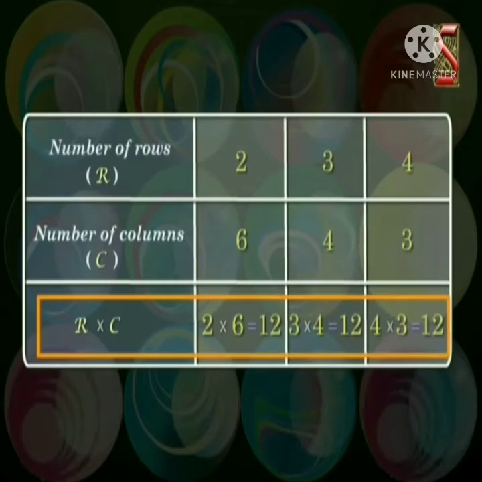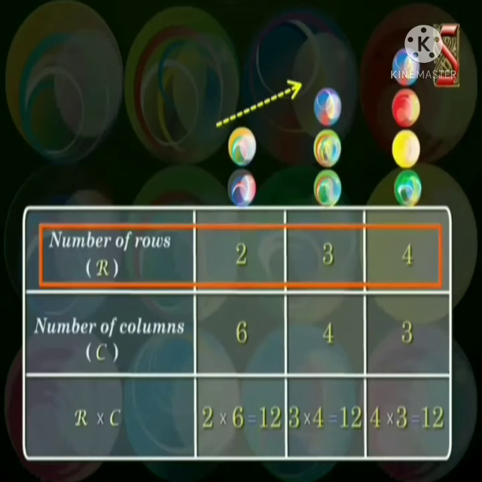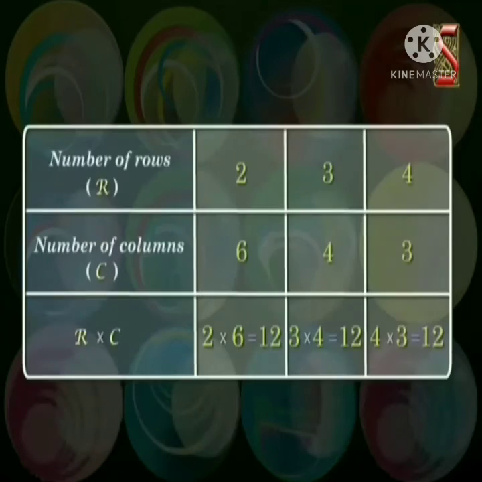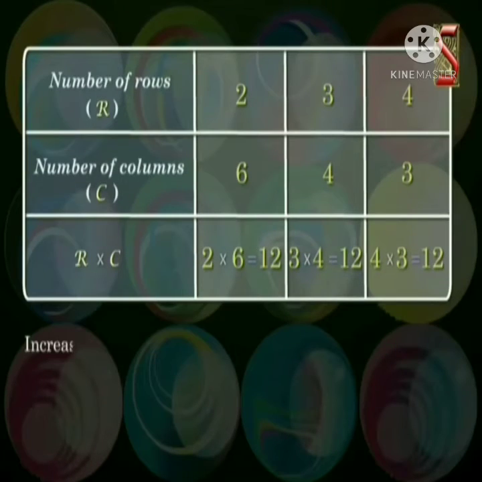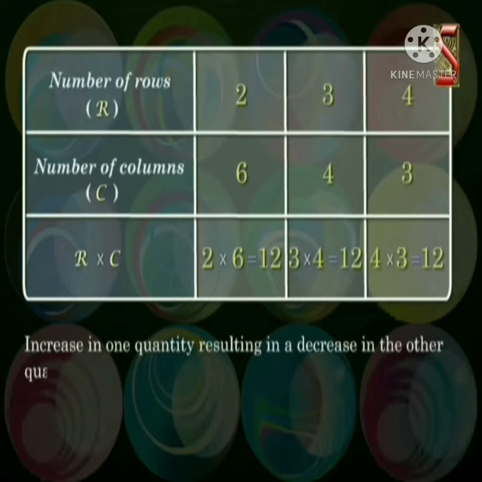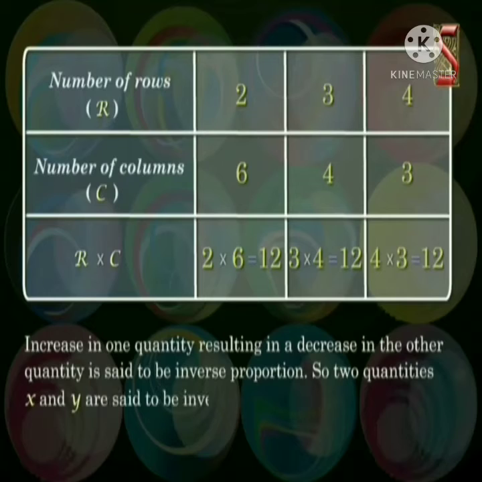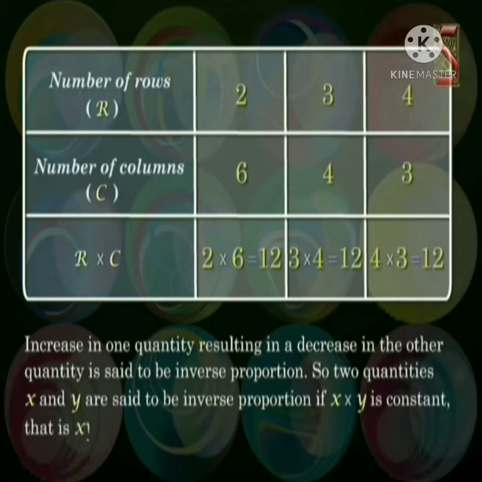In all the above situations, we saw that if one quantity increases, the other quantity decreases. Such a variation, that is, an increase in one quantity resulting in a decrease in the other quantity, is said to be in inverse proportion. So two quantities x and y are said to be in inverse proportion if x into y is constant, that is x into y is equal to k.